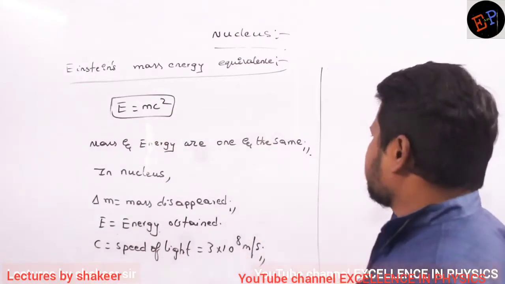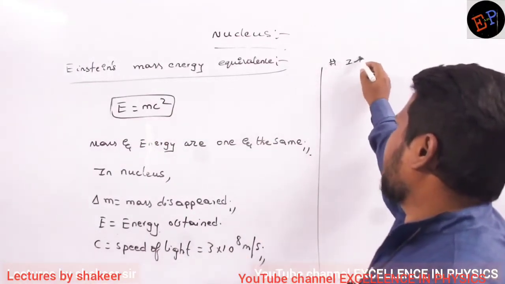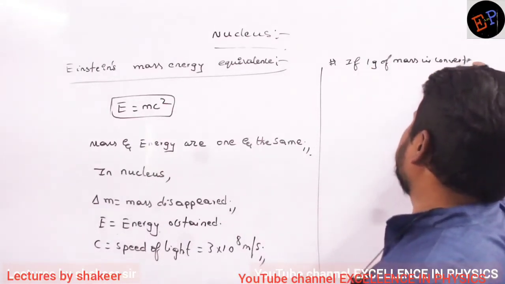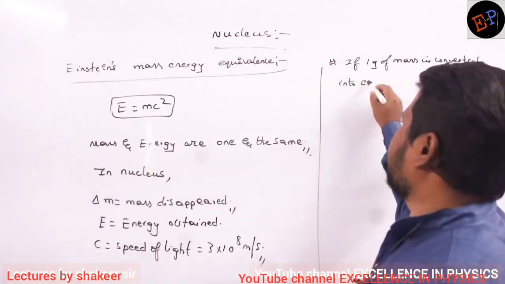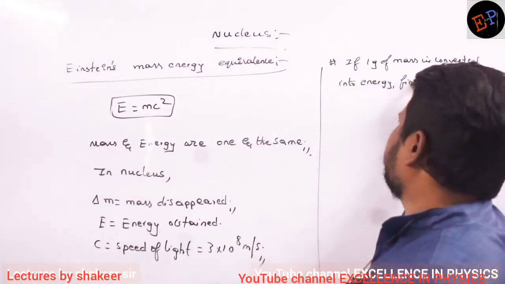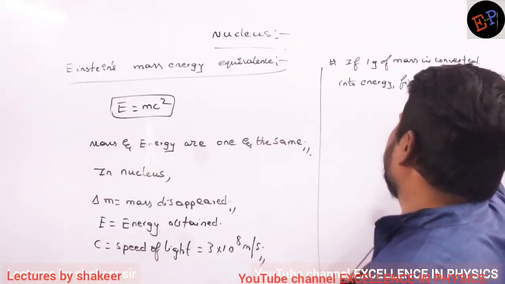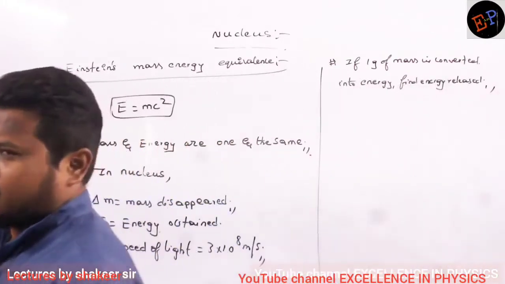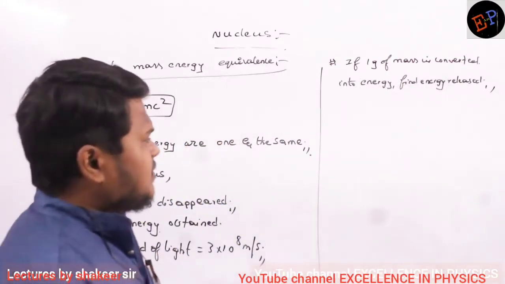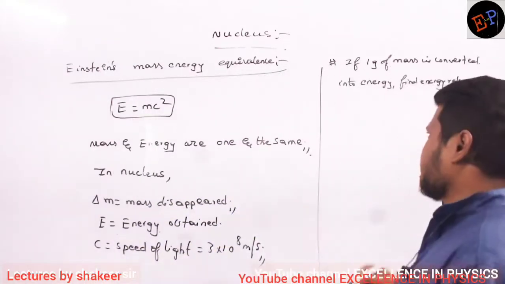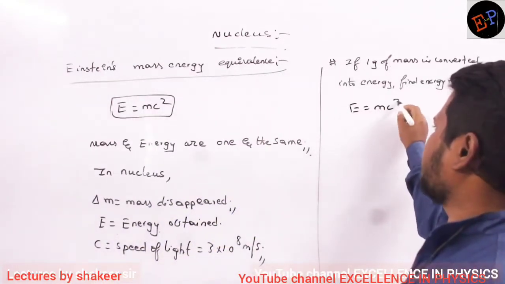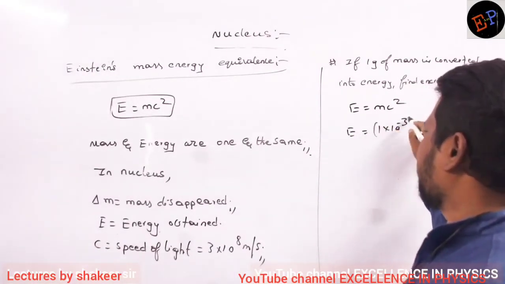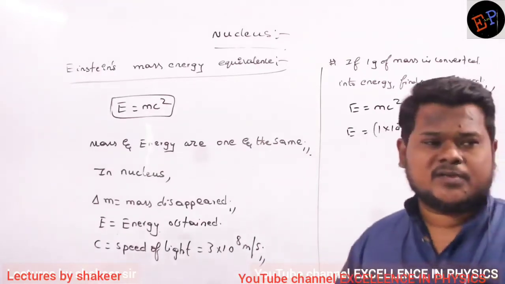Okay. Let us do a small calculation. If 1 gram of mass is converted into energy, find energy released. Are you able to understand? If 1 gram of mass is converted into energy, then how much energy will be released? Which equation can I use? Same, E is equal to mc square. So E is equal to mass, how much, ma? 1 gram. But if you want to convert into kgs, 1 into 10 power minus 3 kg. Because every value I should take in SI units only, no?